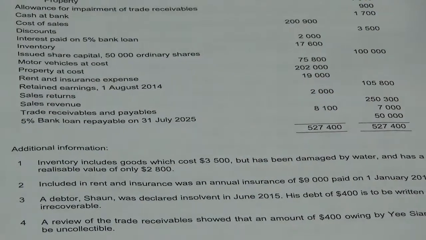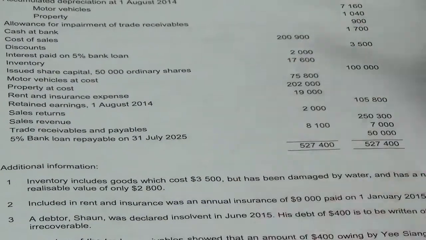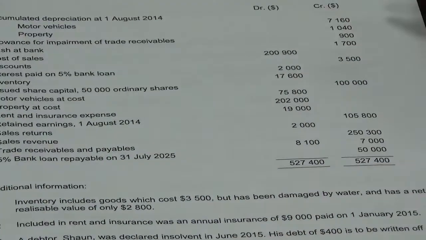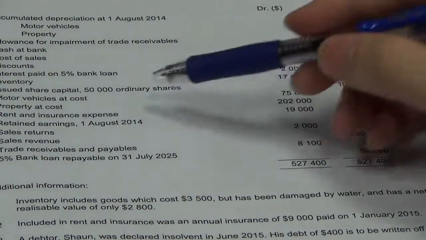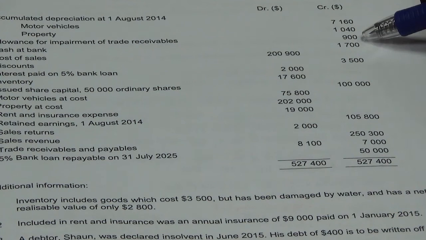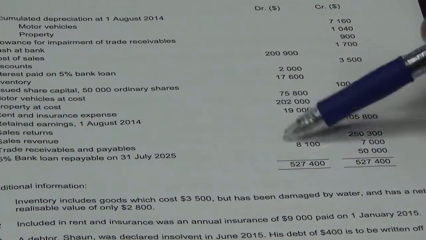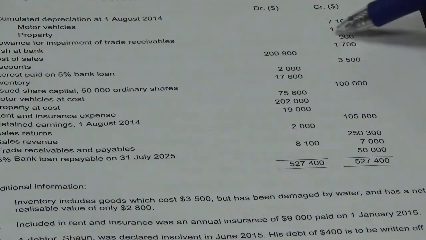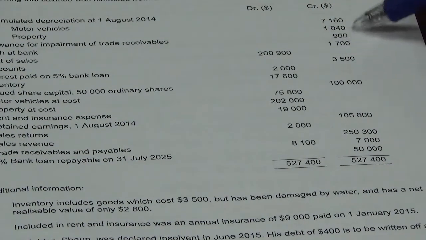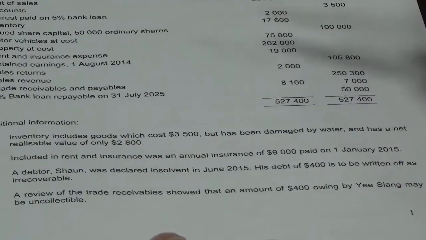All these additional info. So repeat again, for additional info 3, you minus the 400 from trade receivables, and you minus from allowance. Bring them down, because it's a confirmed loss already, just deduct directly from the trade receivables. It's no longer an estimate. So you just minus from the 900.